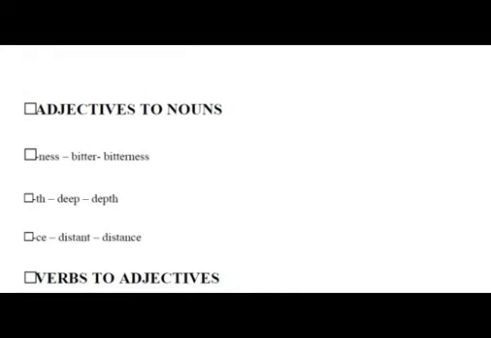Get nouns from adjectives by adding suffixes. Bitter is an adjective and we can convert it to a noun by adding ness at the end. Bitter, bitterness. Bitterness is a noun. Deep is an adjective. Depth is a noun. Distant is an adjective. Just adding ce, distance is a noun.